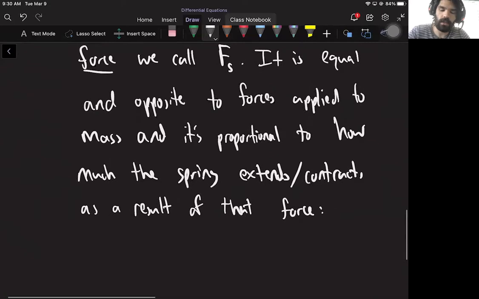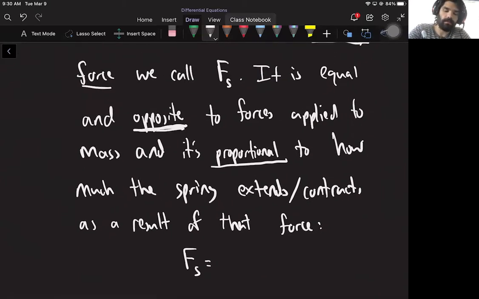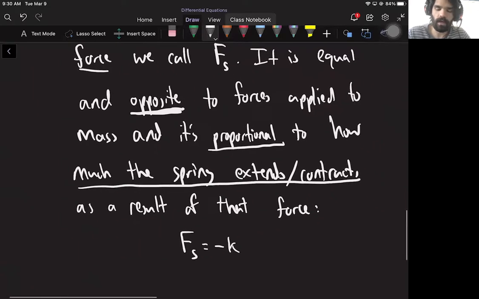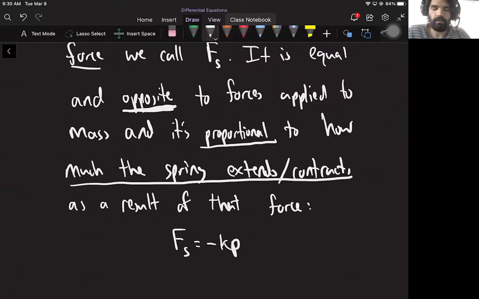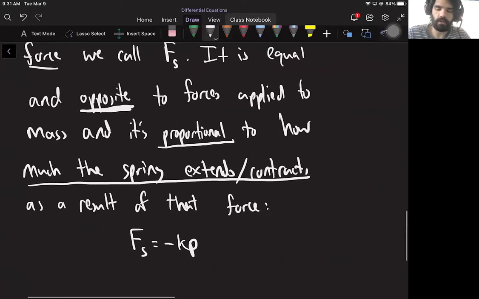So the word proportional is key here. This is saying that the restoring force is, well, it's also opposite. So we're going to put a negative on it. So it's going in the opposite direction, and it's proportional to the amount that the spring extends or contracts. That's telling us that it's proportional to the position of the mass. Because that's how much the spring extends and contracts given a force.